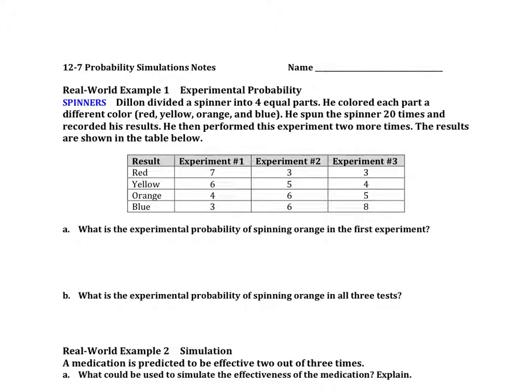First question, what is the experimental probability of spinning orange in the first experiment? In the first experiment, he spun orange 4 times out of a total of how many times? Well, 7 plus 6 plus 4 plus 3 is 20 total times, and it told us in the directions that he spun the spinner 20 times. So this would be 4 out of 20, which then can simplify into 1/5, which is 20%.